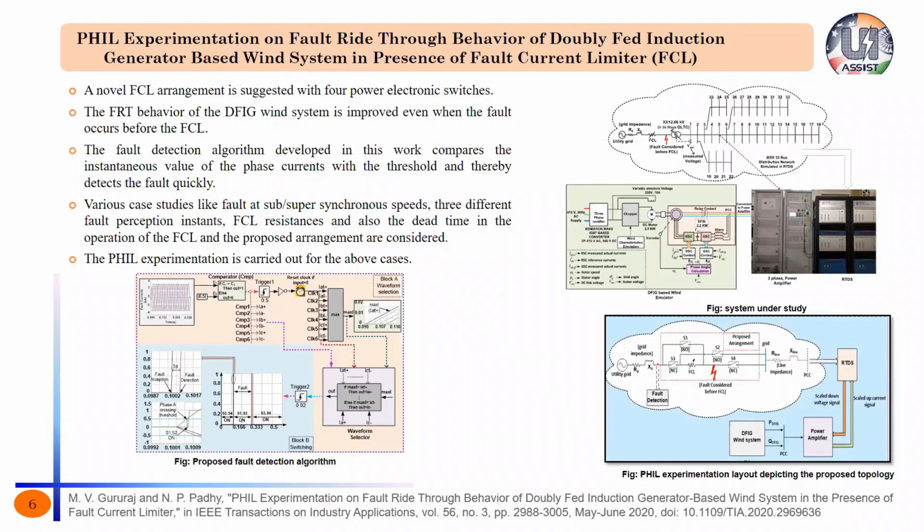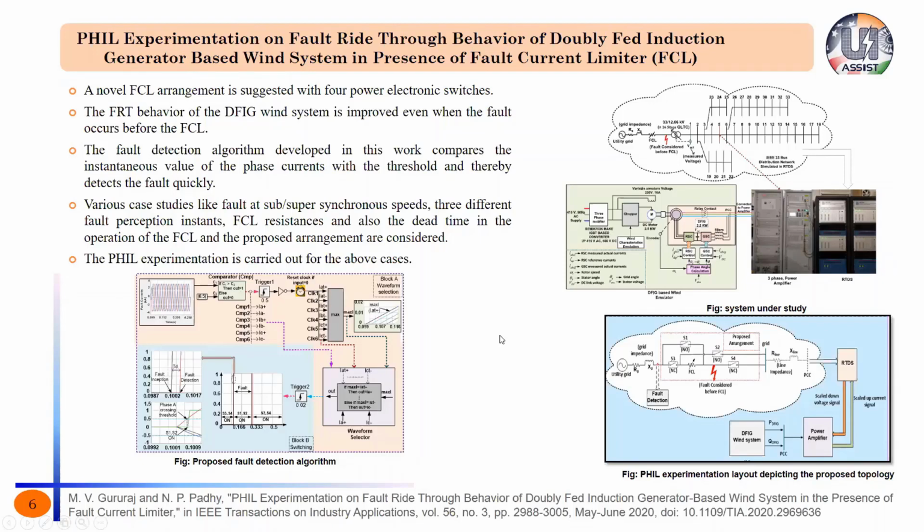In this crowbar protection, what they used to do is the RSC of the DFIG wind system was protected by short circuiting the rotor. But one drawback of this method is that once the rotor is short circuited, the DFIG starts behaving like an induction motor, and it starts absorbing reactive power from the grid rather than supporting the grid by injecting reactive power. So to overcome this drawback, instead of crowbar protection, fault current limiters are being proposed in this work. So that is the solution that has been proposed here.